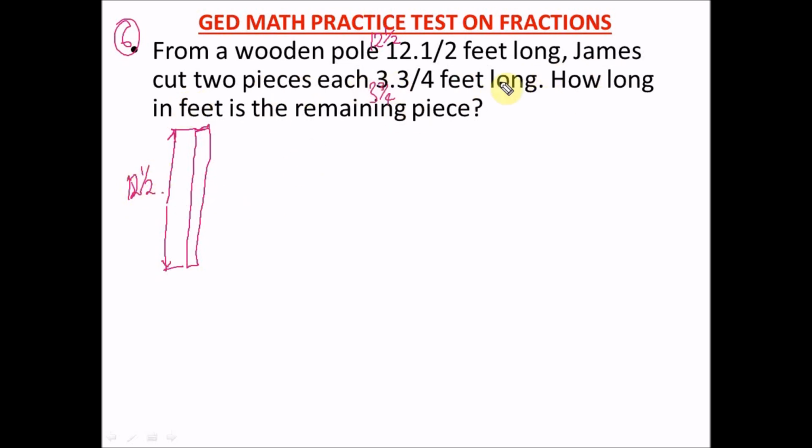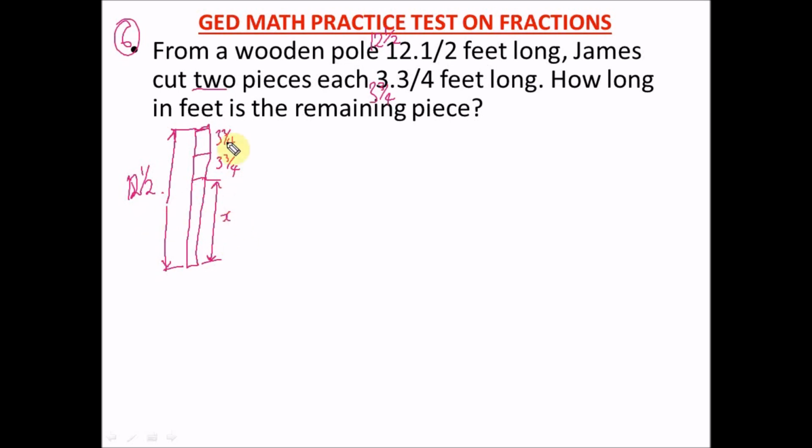James cut 2 pieces, each 3 whole number 3/4. So let's say he cut 2 pieces. This is the first piece, which is 3 whole number 3/4 feet long. Another piece, he cut 2 pieces. This is also 3 whole number 3/4, the same size. How long in feet is the remaining piece? So we're looking for this length from here to here. That's what we're looking for, x.